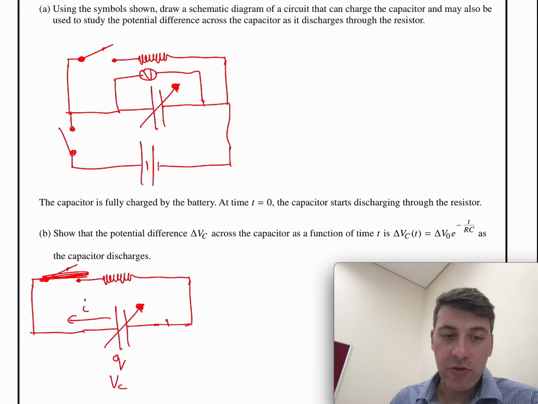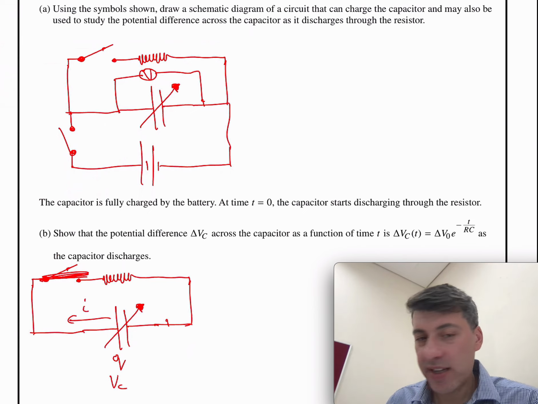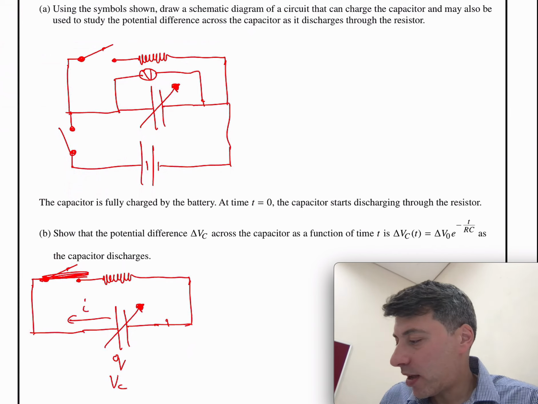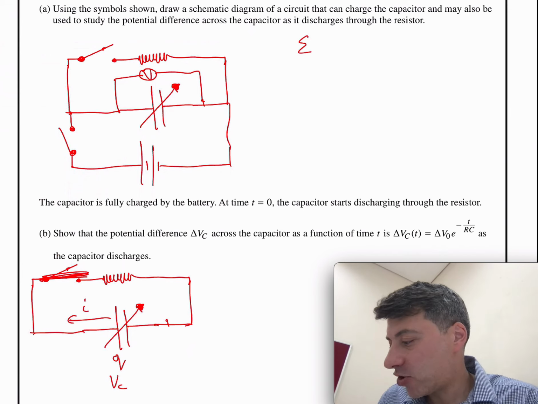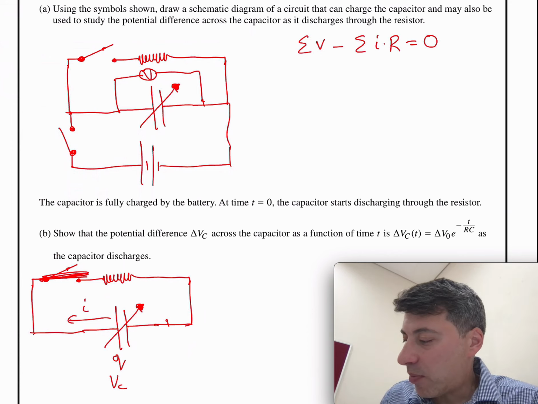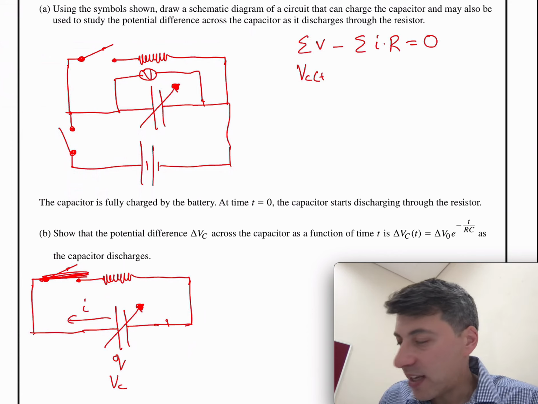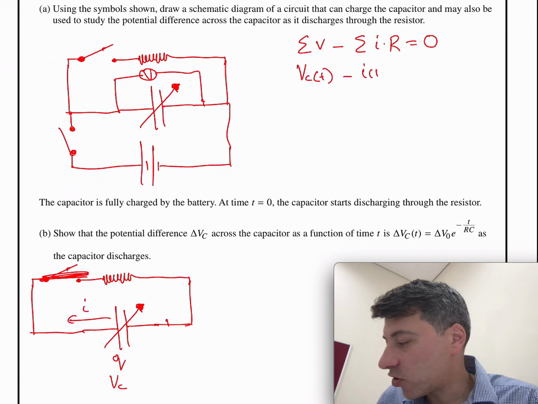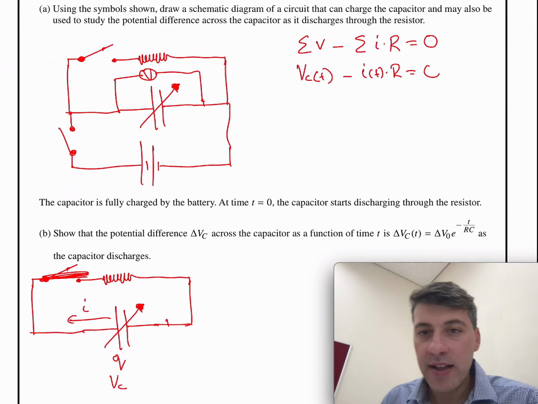Now, one way to actually calculate the charge or the voltage or the current is Kirchhoff's loop law. Now, although this is for part B, I'm going to write it on the top. Kirchhoff's loop law states that the summation of the EMF minus the summation of the current times the resistance is equal to 0. Now the only voltage that we have here is the variable voltage of the capacitor, so I'm saying voltage of the capacitor as a function of time minus current as a function of time times the resistance R.